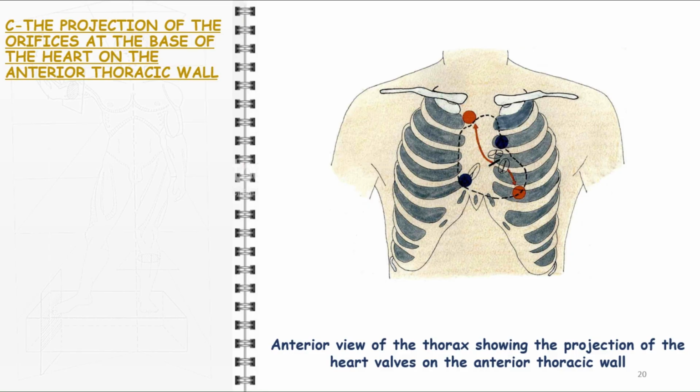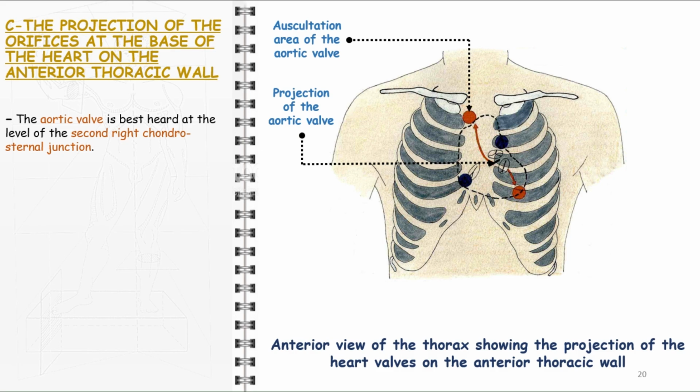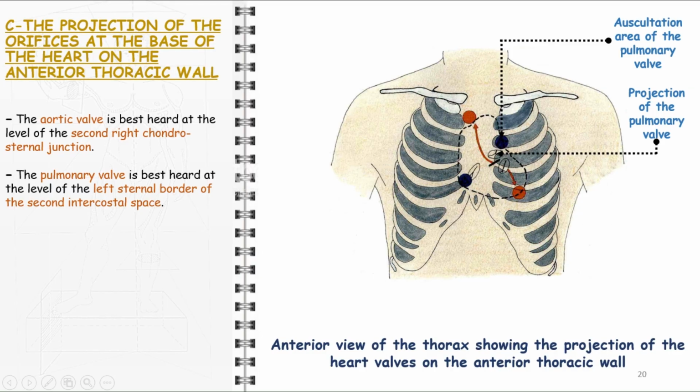When it comes to the projection of the orifices of the base of the heart on the anterior thoracic wall, the sounds produced by the different valves during their closure are best heard at the point where the blood flow from these valves comes closest to the thoracic wall, as follows. The aortic valve is best heard at the level of the second right chondrosternal junction. The pulmonary valve is best heard at the level of the left sternal border of the second intercostal space.